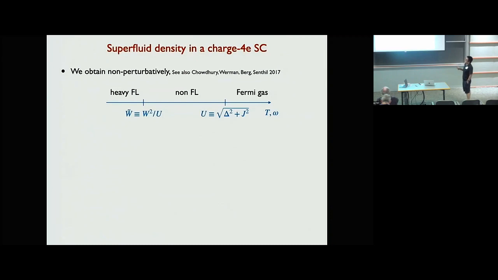So at the lowest energy scales, below a renormalized bandwidth, the system behaves as a heavy Fermi liquid. And if we go to intermediate energy scales, the system behaves like a non-Fermi liquid, which is basically the same as the 0+1D SYK model. If you go to even higher energy scales, the system behaves like a quantum gas.